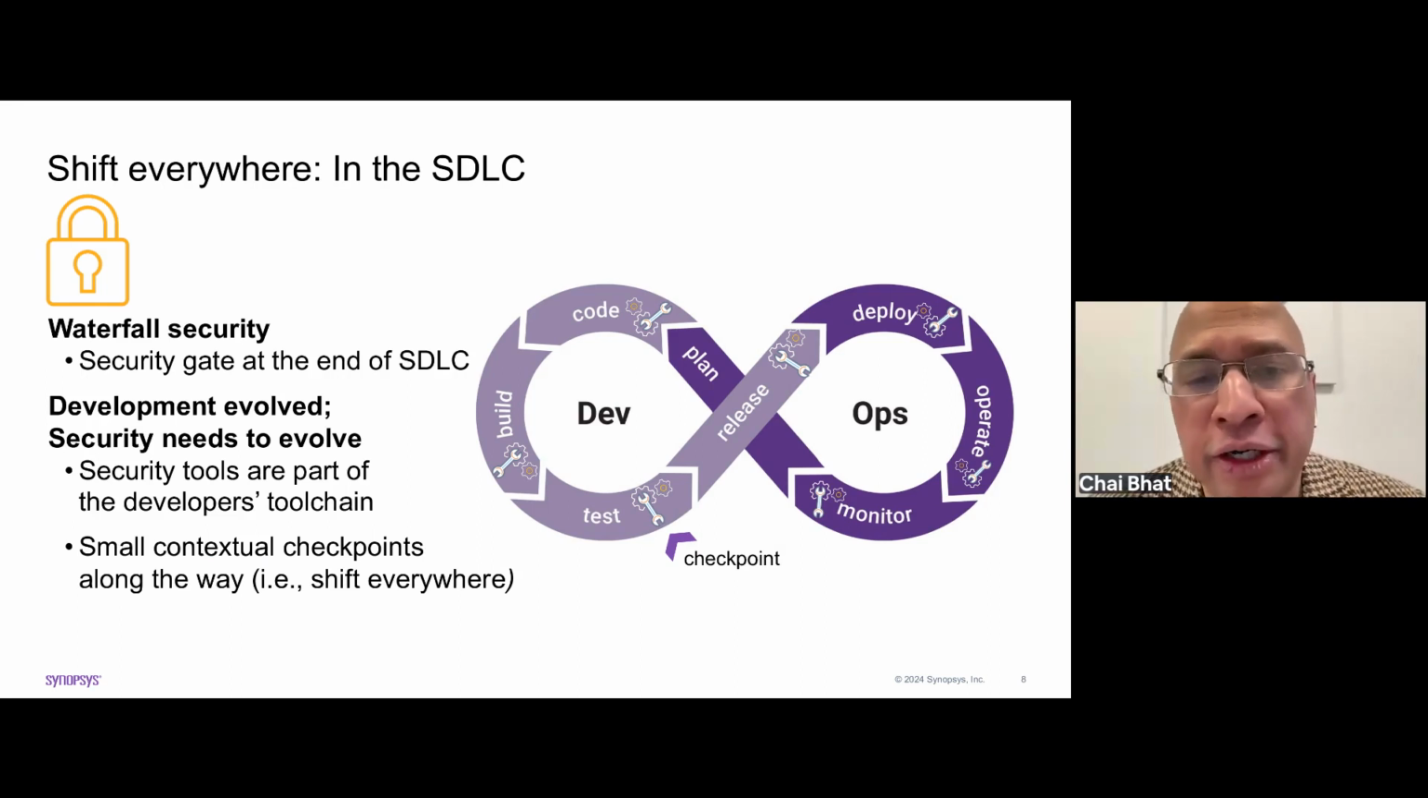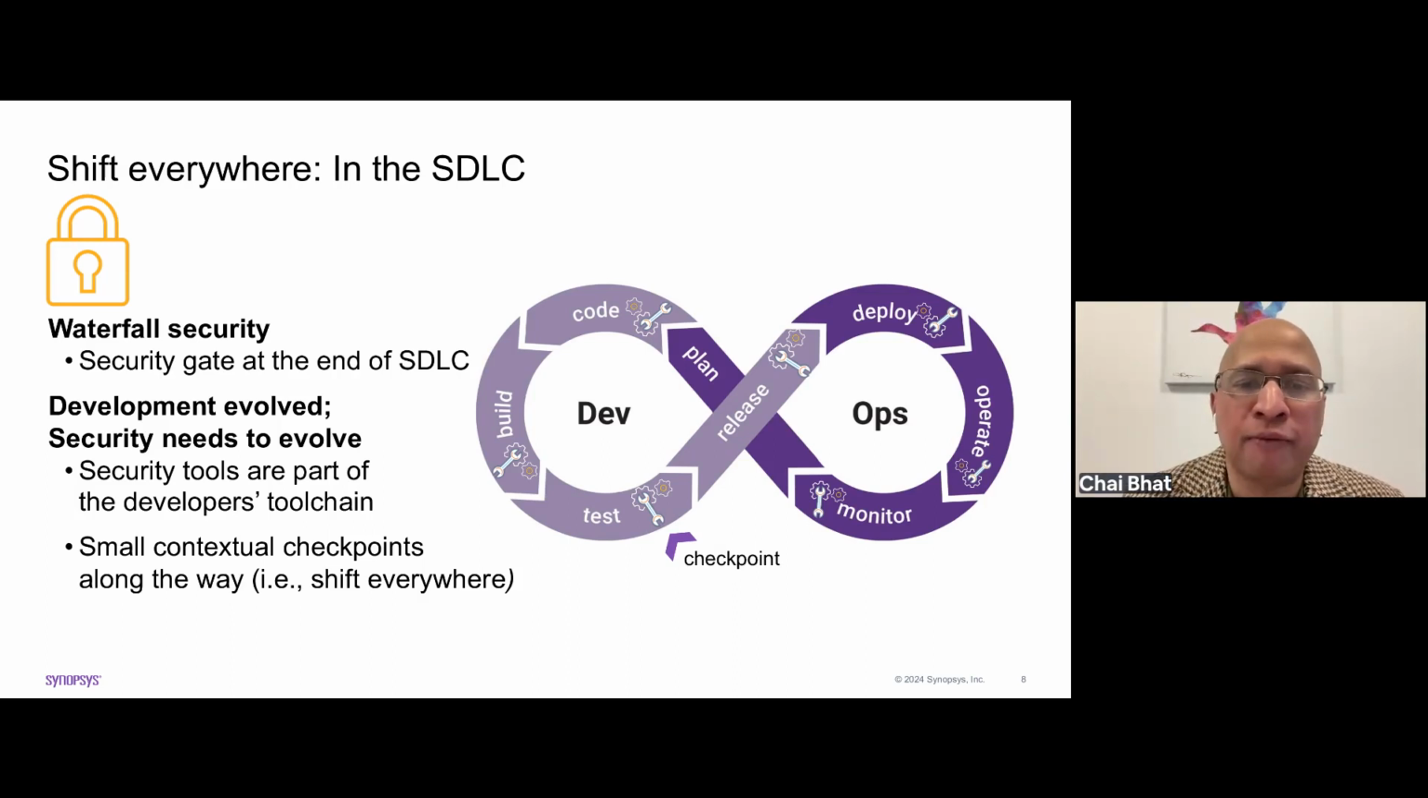Traditionally what happened was waterfall security. You had one big gate at the end of the SDLC, right? And that's testing right before you deploy the app in production. And that was just too slow. It was too little, too late, and it was too slow. So if you had to fix anything, it was very expensive to do it at that point in time. So as development evolved from waterfall to agile and finally to the DevOps era, right?